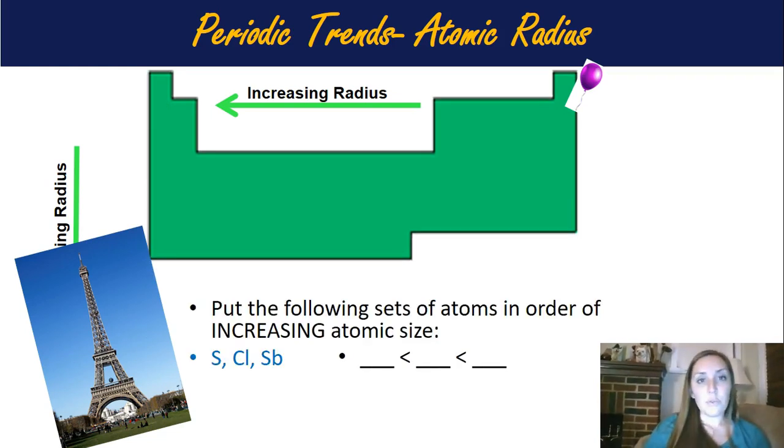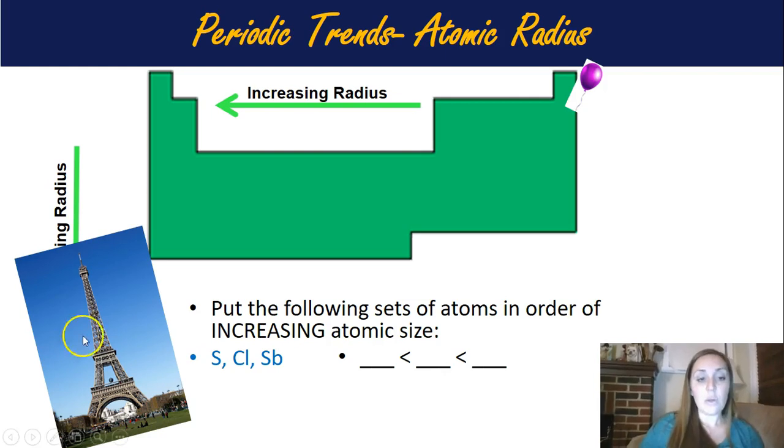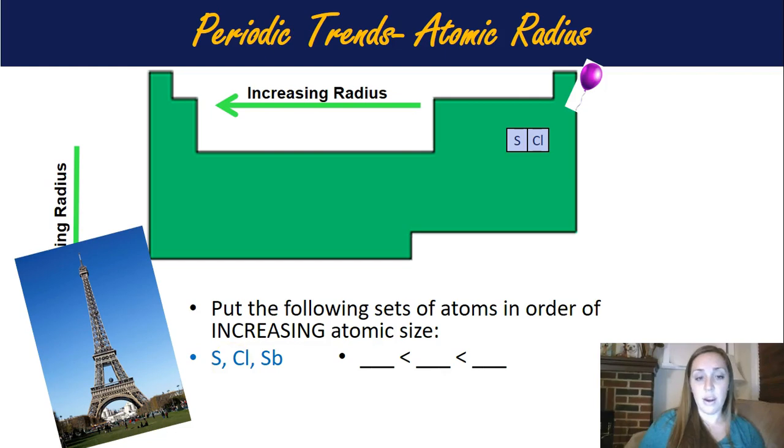Now, some of the problems you're going to run into in this is putting things in the proper order. Whenever you're putting things in order according to atomic trends, this is what I want you to do. I want you to look and see where they are on the periodic table. So this question says, put the following atoms in order of increasing atomic size. So I've got sulfur, chlorine, and antimony. Where is sulfur on the periodic table? Okay, it's right there. Where's chlorine? There. And antimony? There.